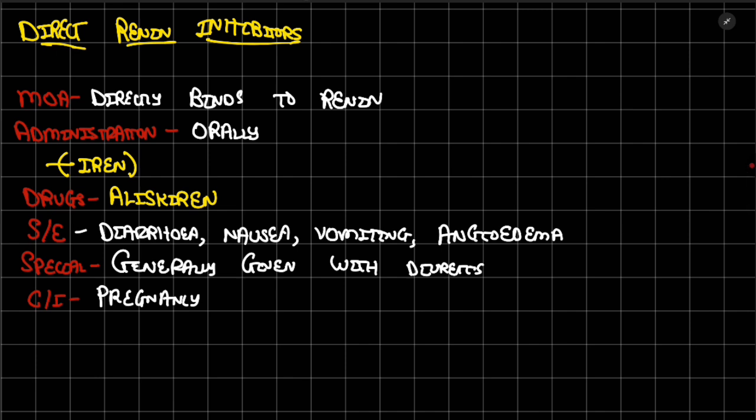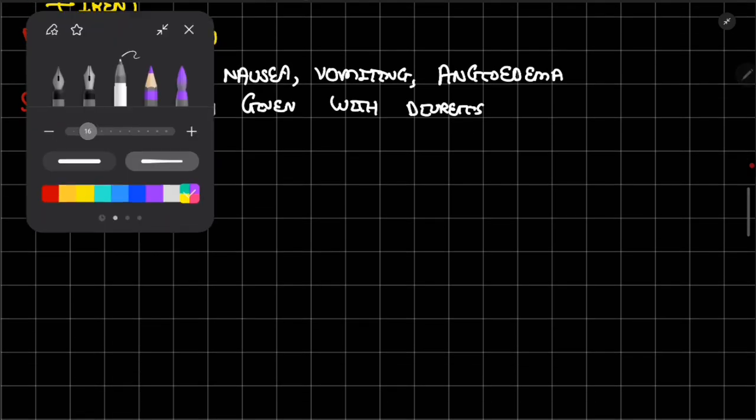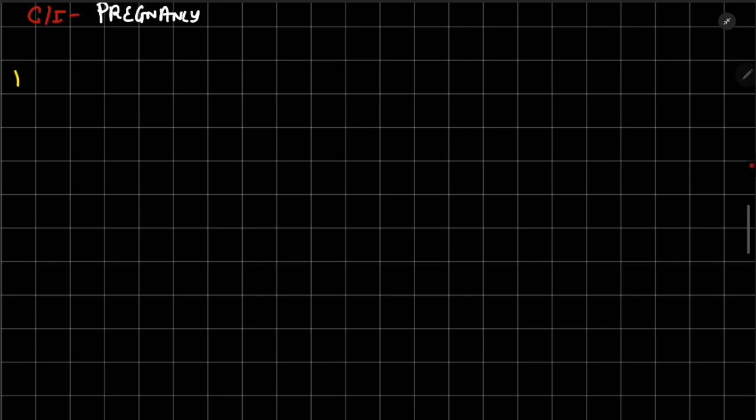The mechanism of action, it directly binds to renin. Then the administration is oral. These drugs end with the suffix iron. The name of the drug is aliskiren. Side effects are diarrhea, nausea, vomiting, angioedema. The special thing about it is it is generally given with diuretics. Contraindication is pregnancy. Now going ahead with the very important class, ACE inhibitors.